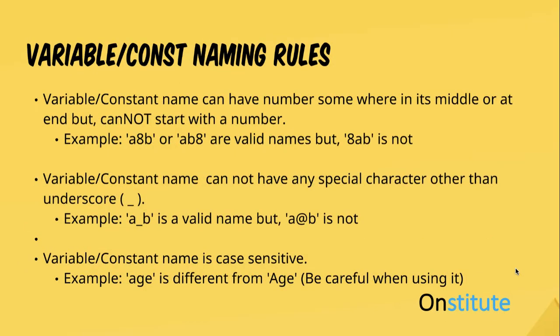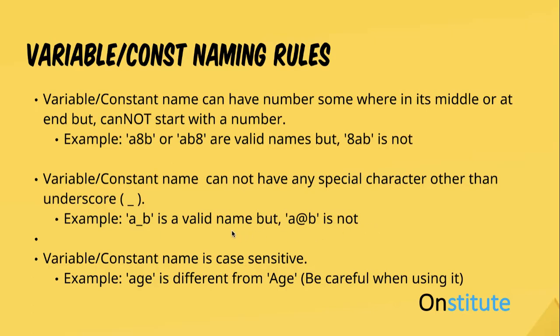When you are going to declare a variable or constant, you must remember some rules. The first rule is a variable or constant name can have a number somewhere in the middle or end, but it cannot start with a number. For example, A8B or AB8 are both valid names, however, 8AB is not. The second rule, a variable or constant name cannot have any special character other than underscore. So A_B is valid. However, A@B is not a valid variable name.